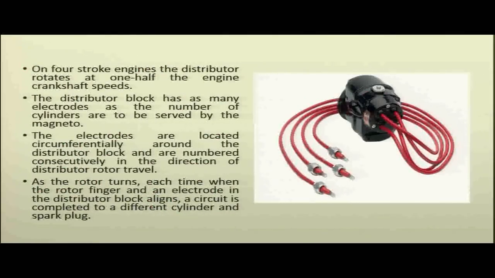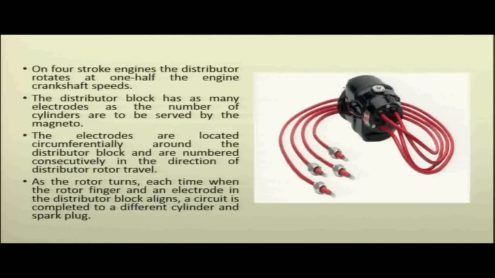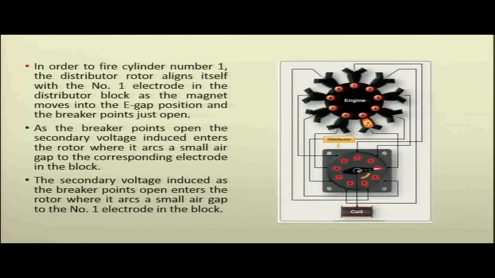The distributor block has as many electrodes as the number of cylinders to be served by the magneto. So you can see here the number of electrodes in the distributor. You have 9 here, and 9 cylinders are to be fired. The electrodes are located circumferentially around the distributor block and are numbered consecutively in the direction of distributor rotor travel, 1, 2, 3, 4 till 9.